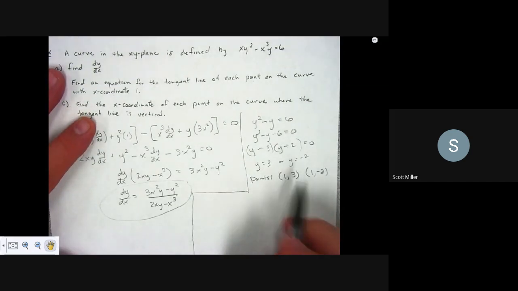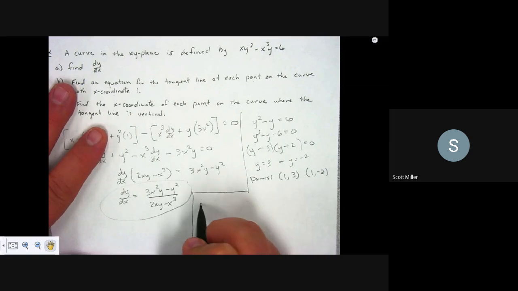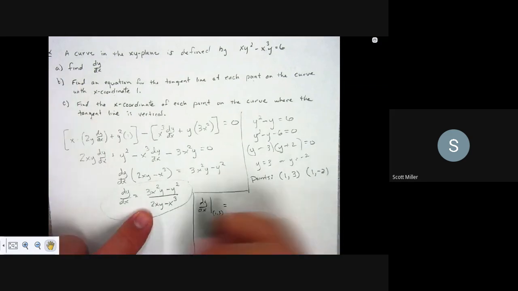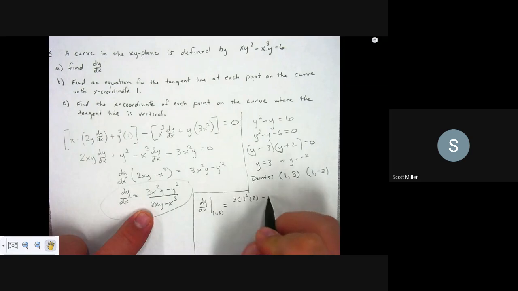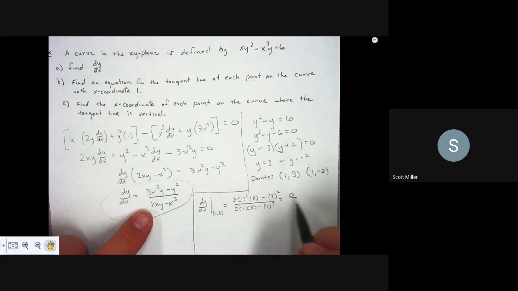So let's find the slope at this point. What is the derivative evaluated at the point (1, 3)? We plug those numbers in here: 3 times 1 squared times 3 minus 3 squared. And down here we'll have 2 times 1 times 3 minus 1 cubed. So the top part is going to be a 9 minus a 9, so the top part is 0. Down here is a 6 minus 1, which is a 5.